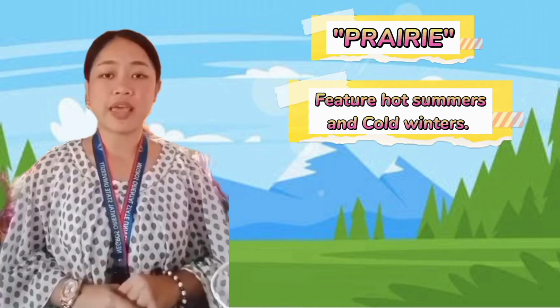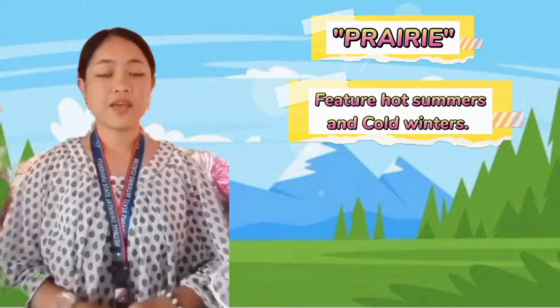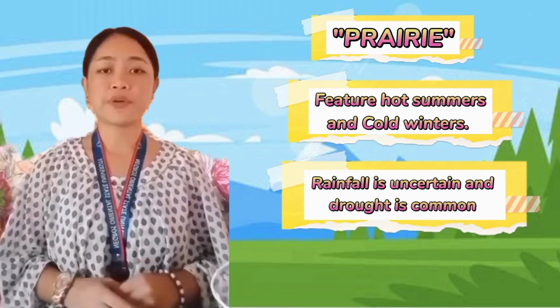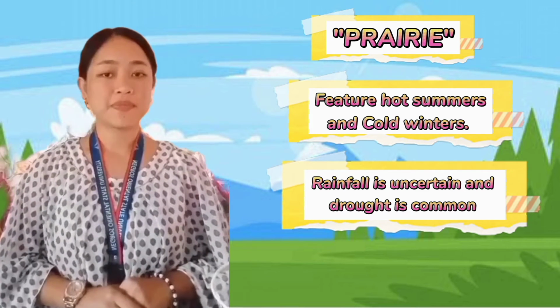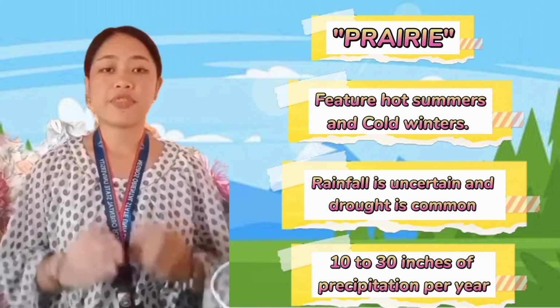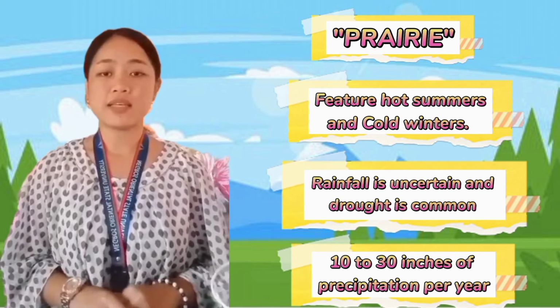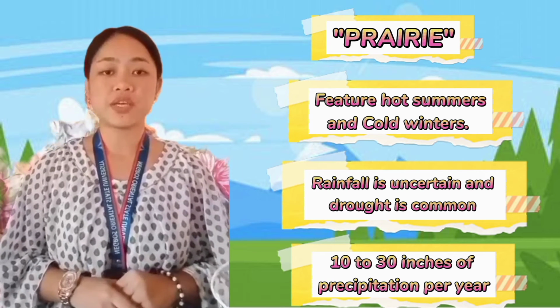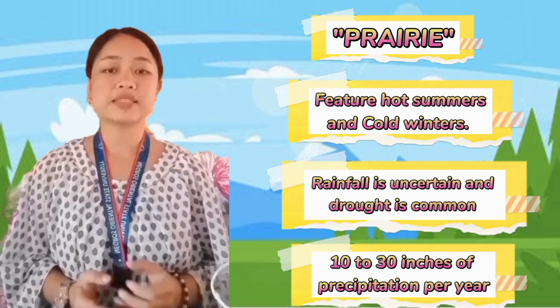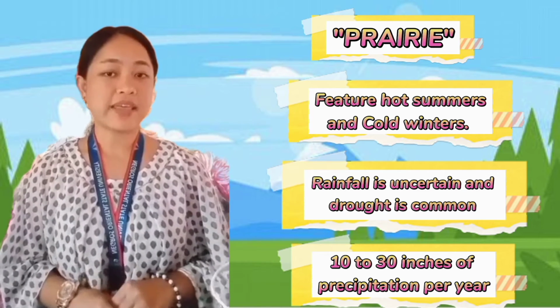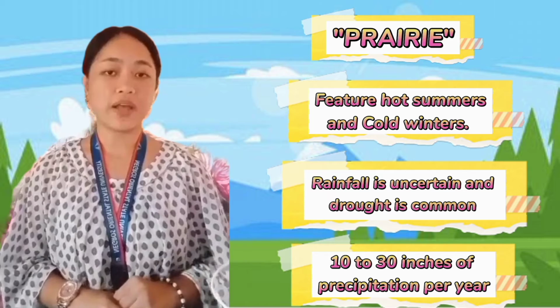The temperate grasslands, also called prairie, feature hot summers and cold winters. Rainfall is uncertain and drought is common. The temperate grasslands usually receive about 10 to 30 inches of precipitation per year. The soil is extremely rich in organic material due to the fact that the above ground portions of the grasses die off annually, enriching the soil.